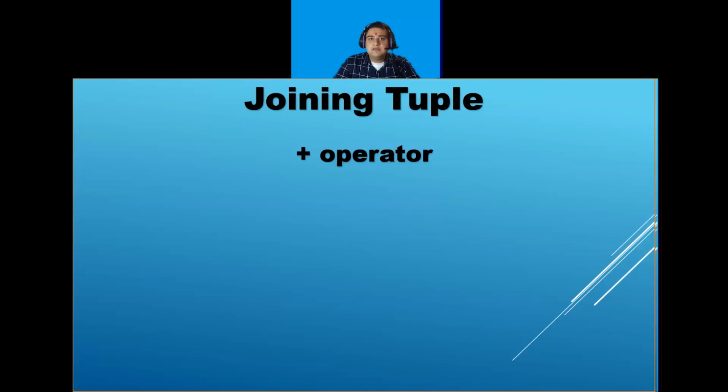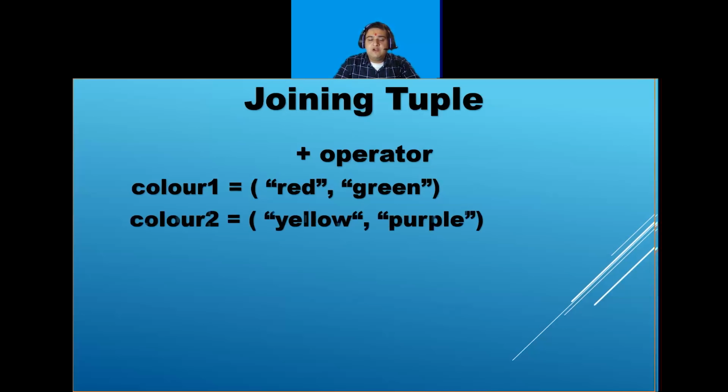My next topic is joining tuples. To join two or more tuples, you can use the plus operator. For example, here is my color1 variable, and in variable 1 I have tuple elements red and green. And again I have variable 2, color2. In this tuple I have elements yellow and purple.